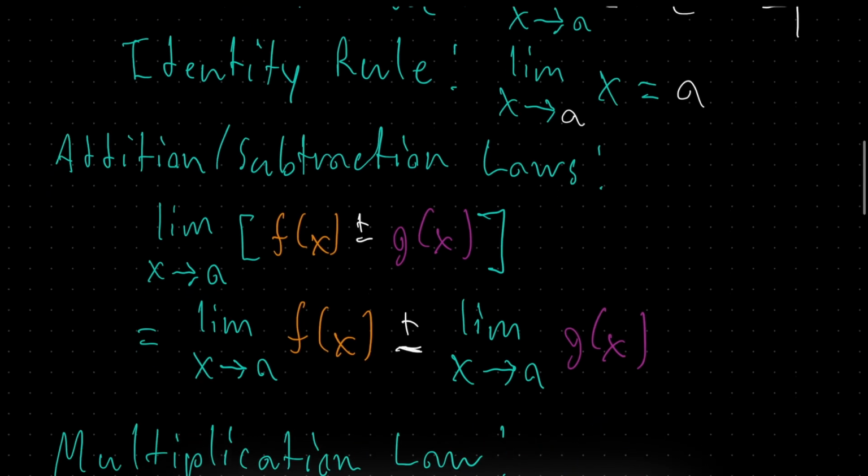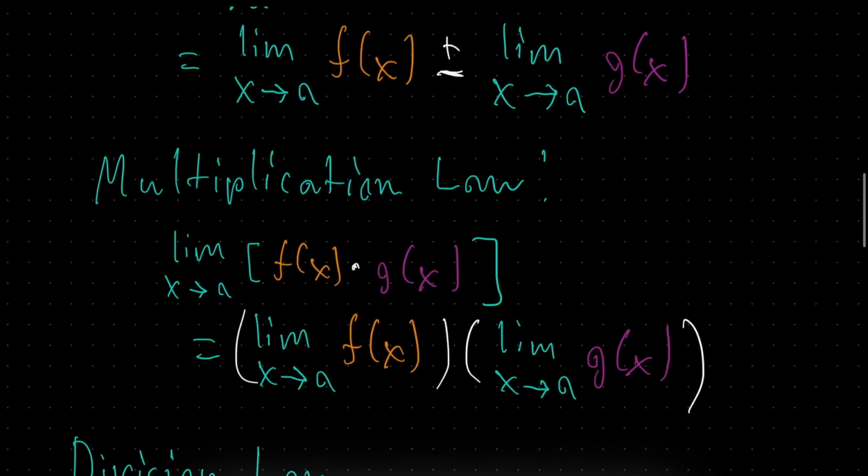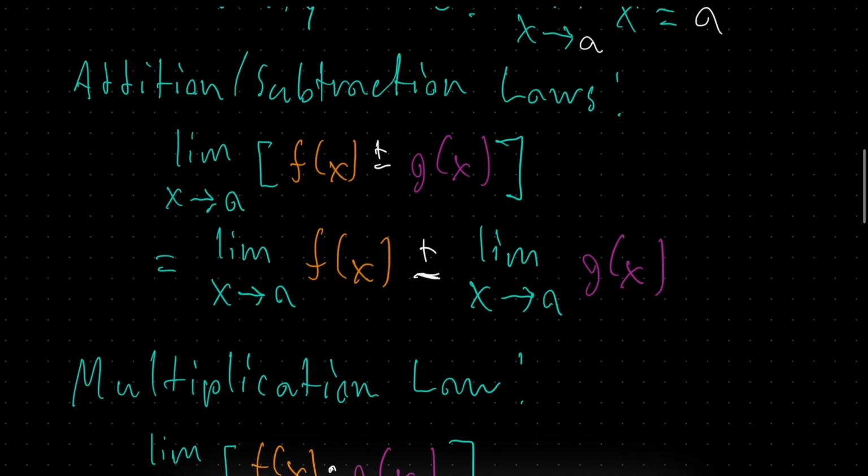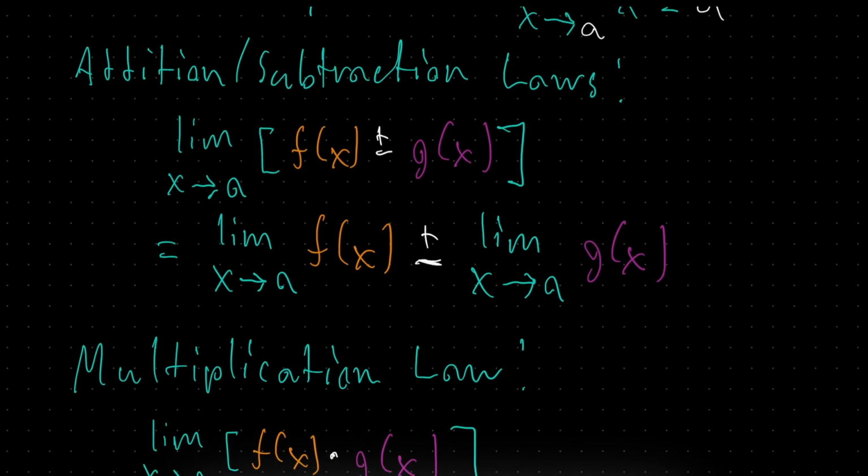Then come the addition and subtraction laws, multiplication law, and division law. These are essentially the same. So the limit as x approaches a of f of x plus or minus g of x is the same thing as the limit as x approaches a of f of x plus or minus the limit as x approaches a of g of x.